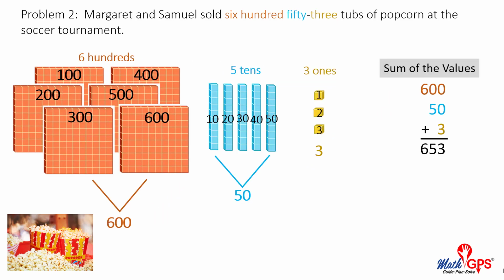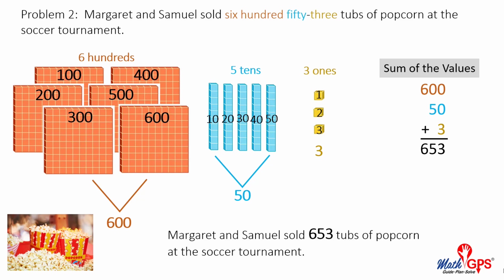To compose this number, we take the sum of those values. 600 plus 50 plus 3. That equals 653. Margaret and Samuel sold 653 tubs of popcorn at the soccer tournament.